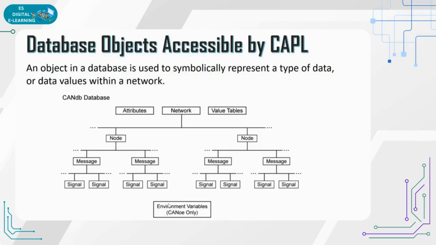So this we call the environment variables. Environment variables are the messages and signals and the network nodes that are accessed and that you are able to configure. That we termed as the environment variables. Is it clear?